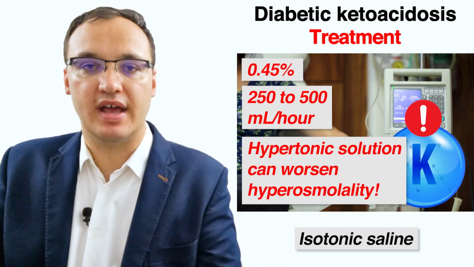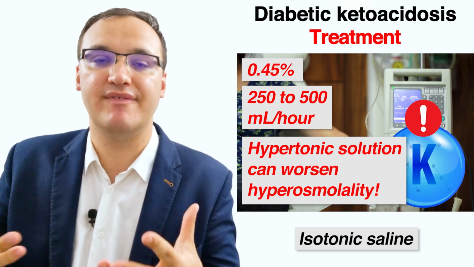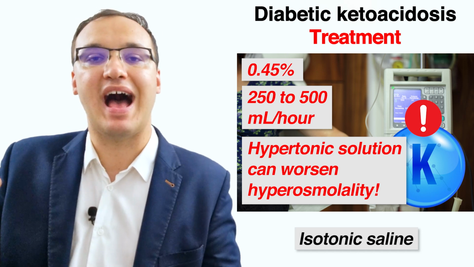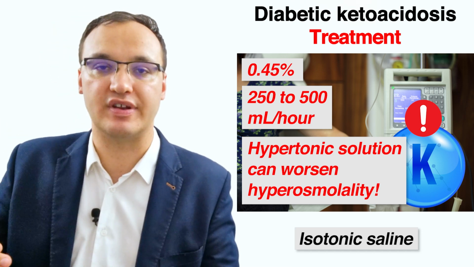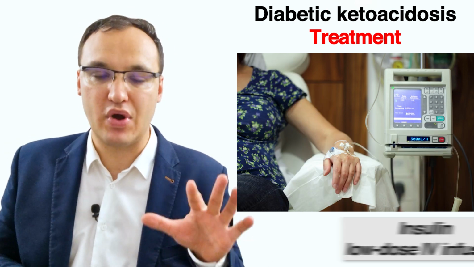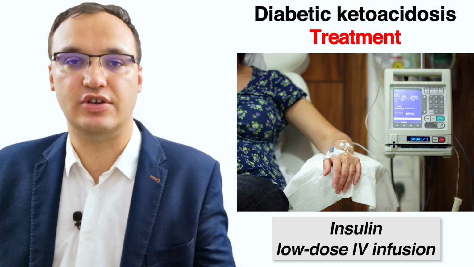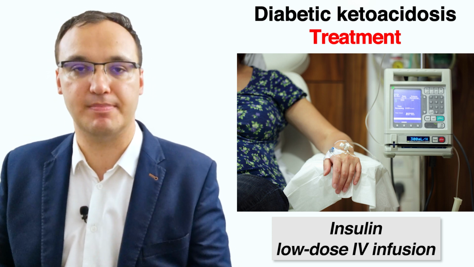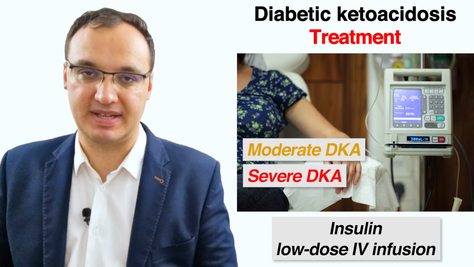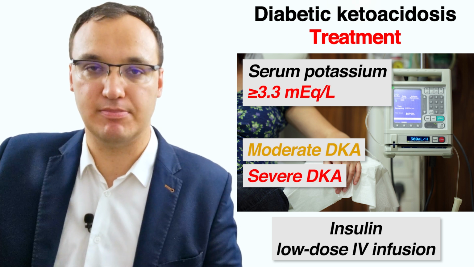So we need to add potassium to potassium depleted patients, and we give 1/2 isotonic saline, since adding potassium to isotonic saline forms a hypertonic solution that can worsen the underlying hyperosmolality. So caution is needed here. The recommended initial treatment with insulin is a low-dose intravenous infusion, and this insulin treatment applies to all patients with moderate to severe diabetic ketoacidosis who have serum potassium of more than 3.3 millimole per liter.